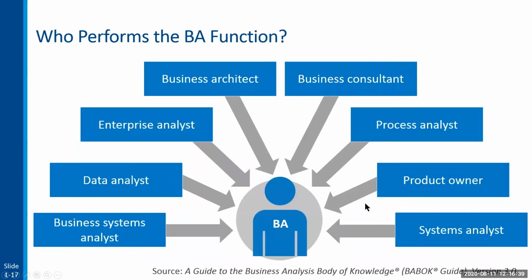So who performs the BA function? Well, you may possess one of these titles or many of these titles, but it could be a business systems analyst, or it could be a systems analyst. Well, what's the difference? A systems analyst has intimate knowledge of a particular technology where a business systems analyst may not. Or a data analyst, or an enterprise analyst, or a business architect. Could be a business consultant, could be a process analyst, or it could be a product owner. Each one of these folks may end up performing the BA function.